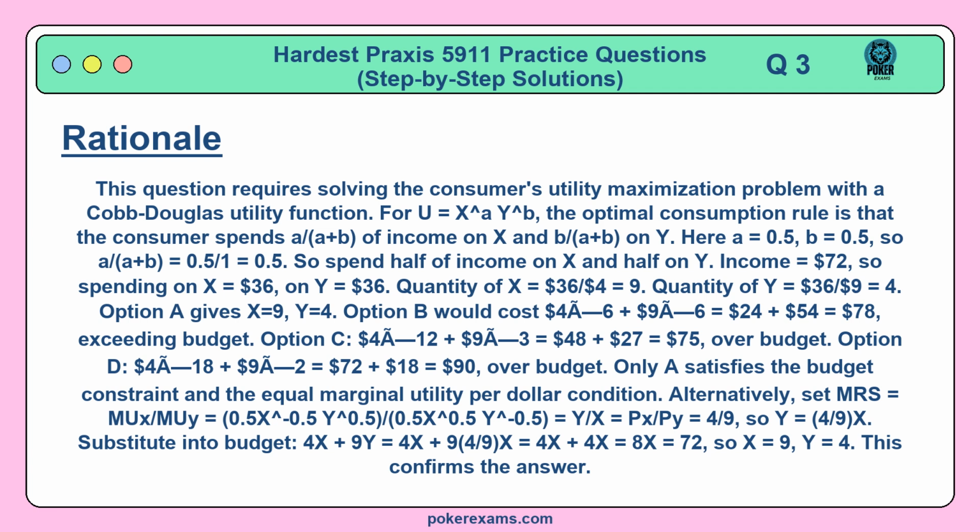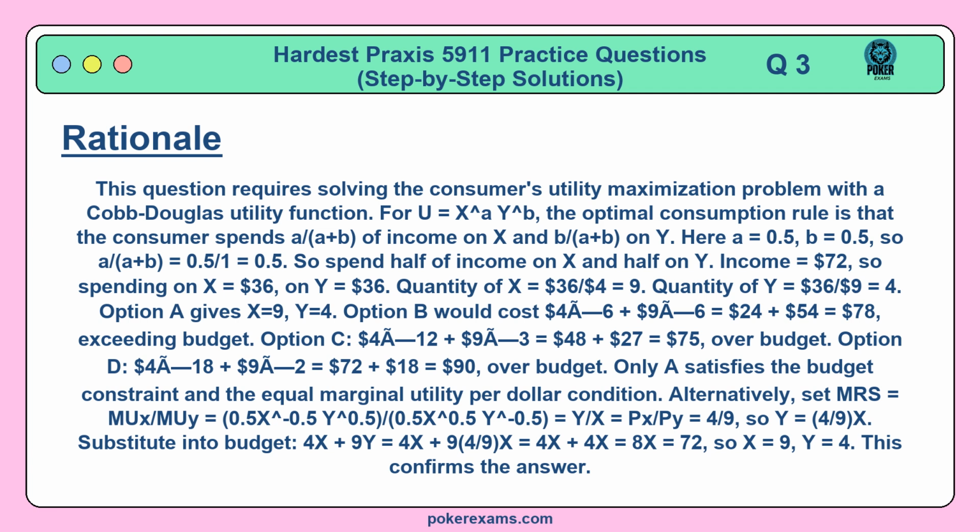Option B would cost $4 times 6 plus $9 times 6 equals $24 plus $54 equals $78, exceeding budget. Option C. $4 times 12 plus $9 times 3 equals $48 plus $27 equals $75, over budget.